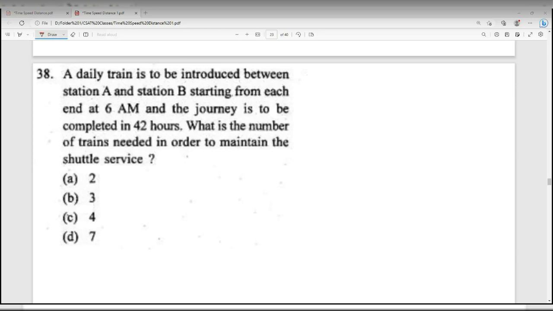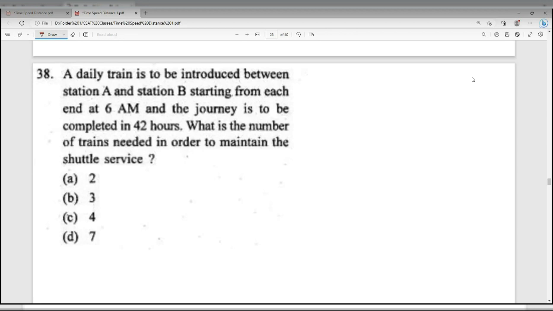The time is over. People who have not yet voted, please select the options that you have got. So we have 9 votes, around 22% voters have selected A, 37 for B, 36 for option C. So let's see what this question is asking. A daily train is to be introduced between station A and station B, starting from each end at 6 a.m. And the journey is to be completed in 42 hours. What is the number of trains needed in order to maintain the shuttle service?